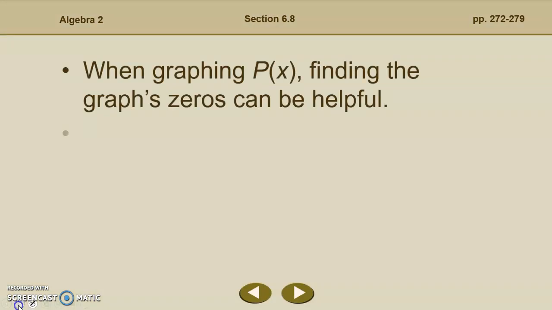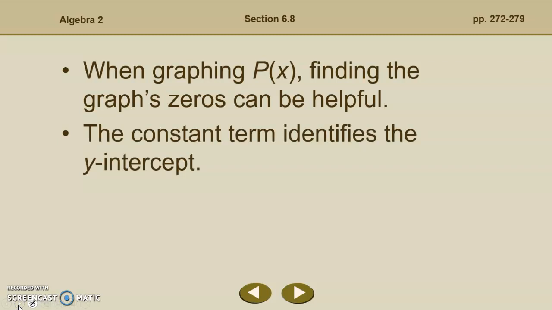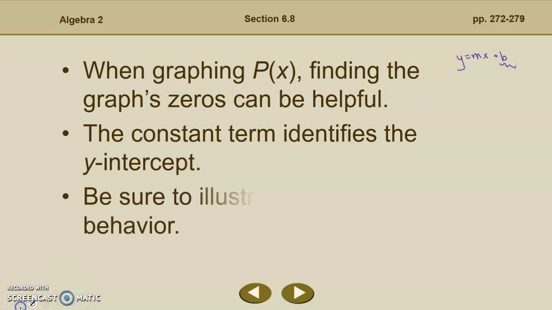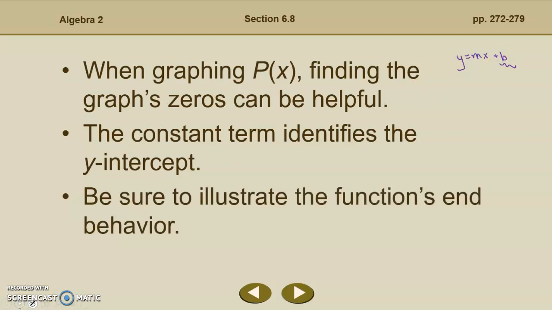When graphing p of x, finding the graph's zeros can be helpful. Remember, those are the places where it crosses the x-axis. Don't forget that the constant term in a polynomial is the y-intercept. If you think back to your y equals mx plus b, that constant term at the end was your y-intercept. It's the same in polynomials. We also want to make sure that when we're graphing, we illustrate the function's end behavior.